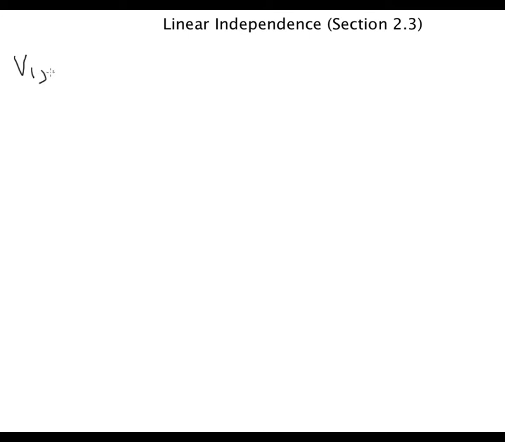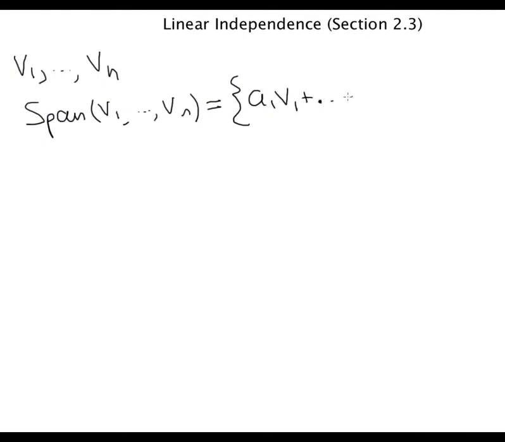We're given a set of vectors, n vectors v1 through vn, and we say that the span of those vectors is the collection of all vectors that you can write as a1 v1 plus dot dot dot an vn, as a1 through an run over R. So you take all the possible scalars that you can, multiply them times the vectors and add them up, and everything that you get is called the span.